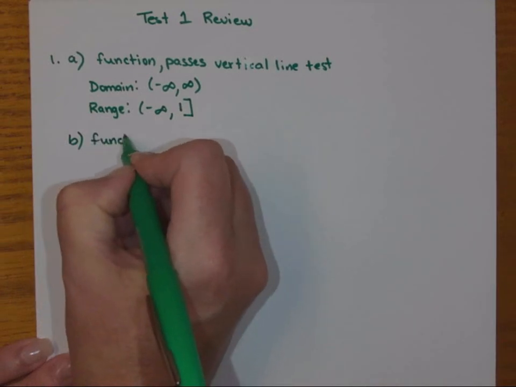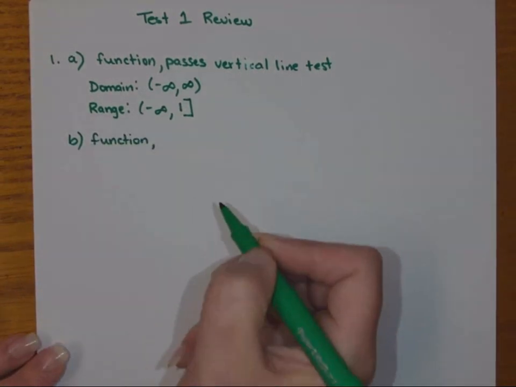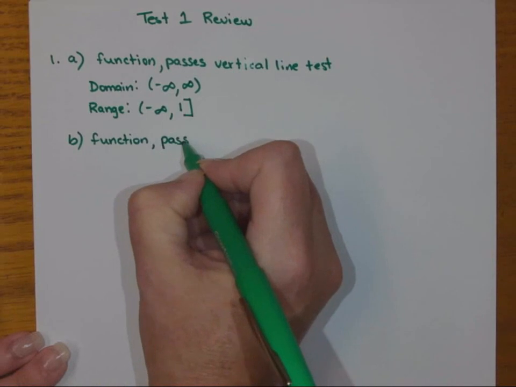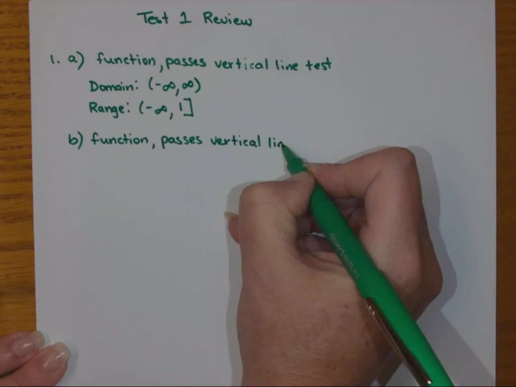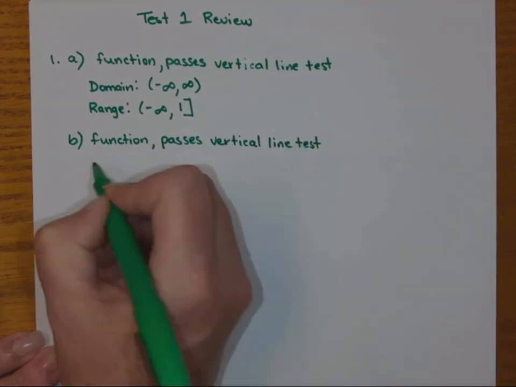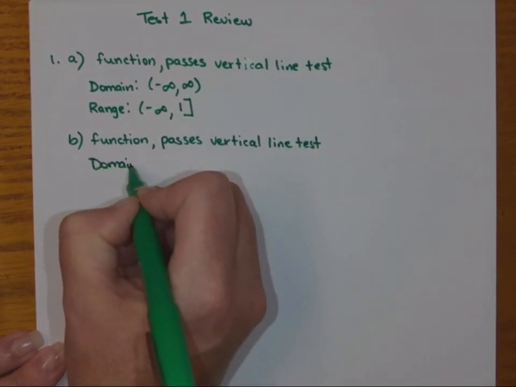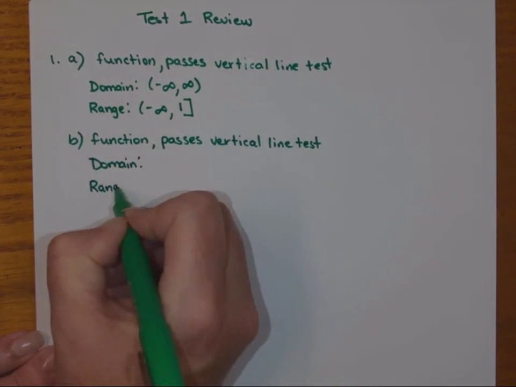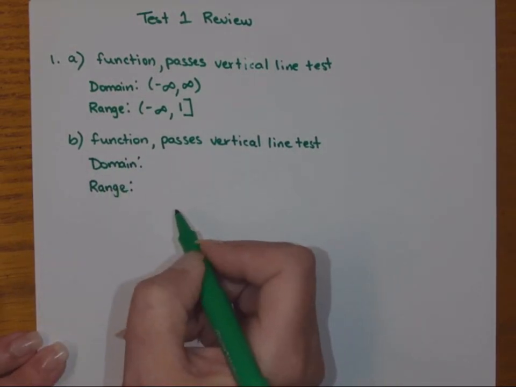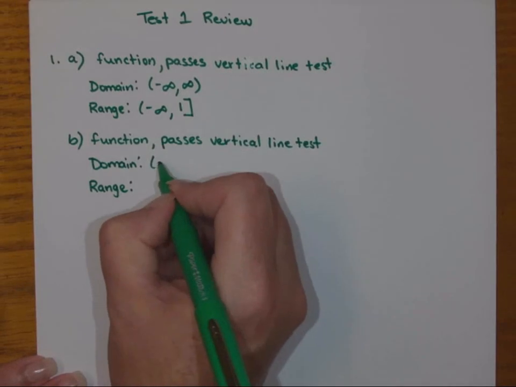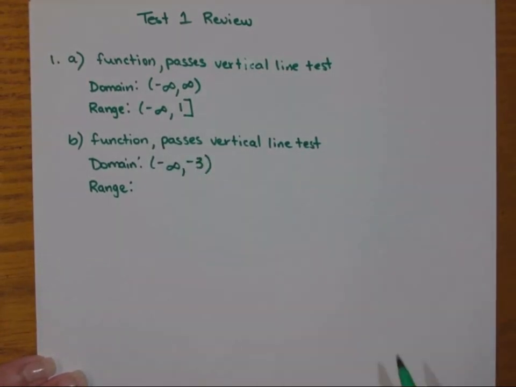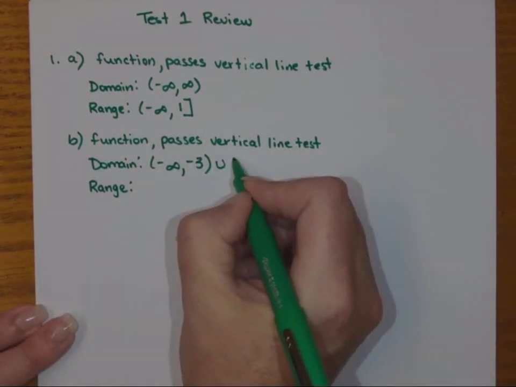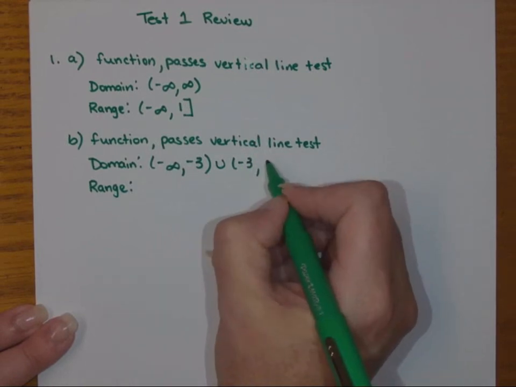B is a function for the same reason. So remember, this is the graph that looks like it has holes in it, but it still passes the vertical line test. So if we look at the domain, again, left to right for domain, bottom to top for range. So if we look left to right, it looks like we go from negative infinity to an x value of negative 3, and we have an open circle. So we have to pause there when we do the domain. And then we pick back up at negative 3, and then we eventually go to 2.